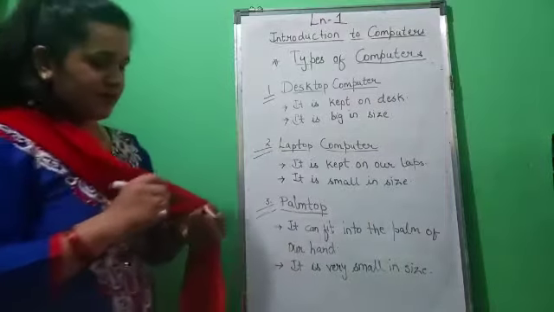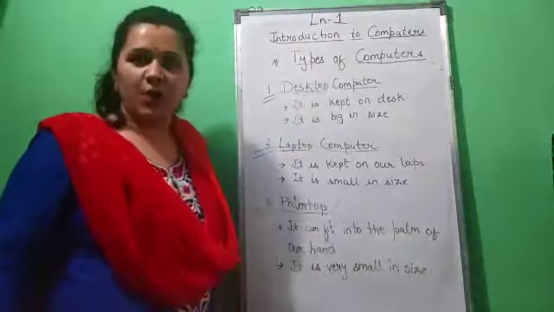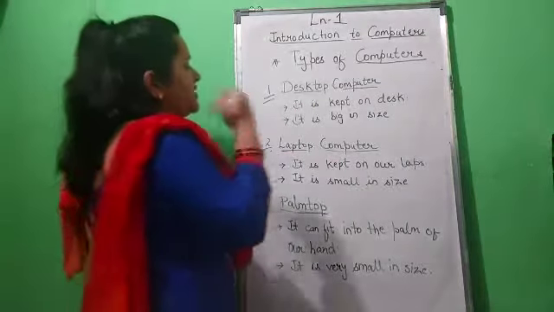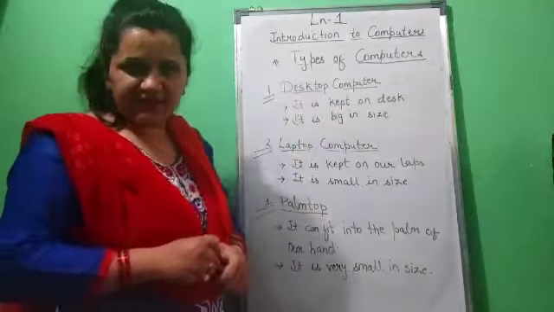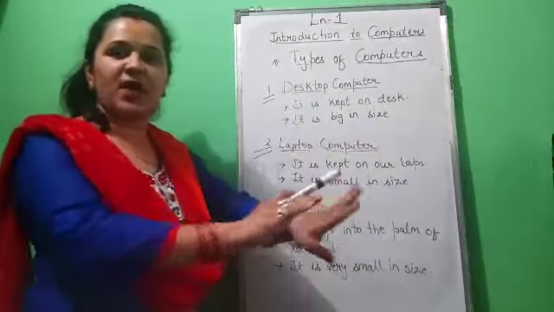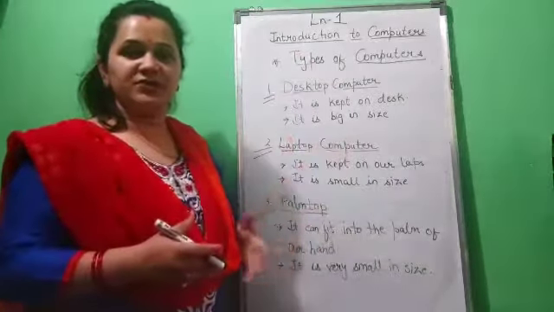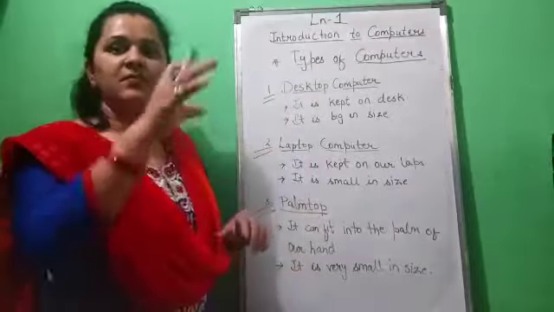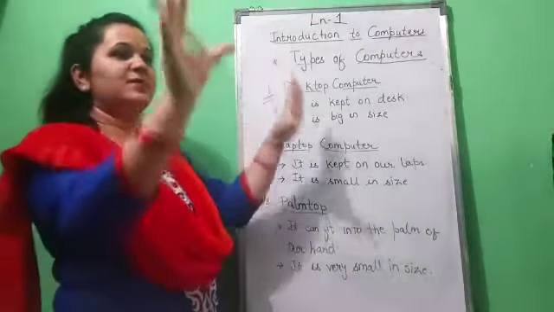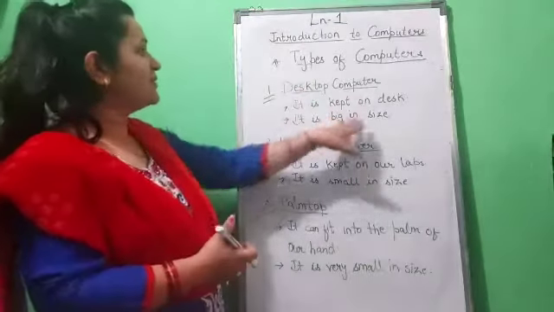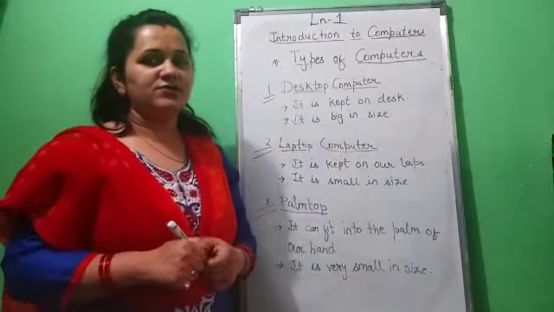Now the first computer is desktop computer. Children, as the name itself suggests, it can be kept on a desk. We require a table on which we can keep it. Desktop computers have a keyboard, a mouse, and a CPU box. So it is a very big computer, big in size. You all must have seen desktop computers in your school lab also.